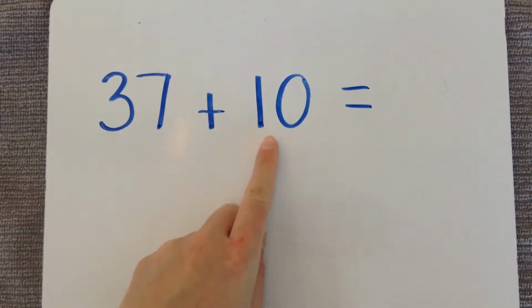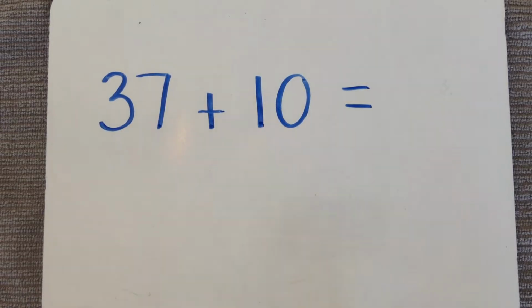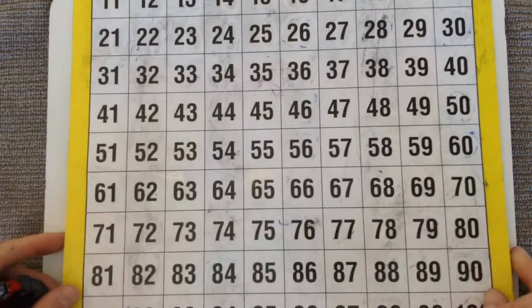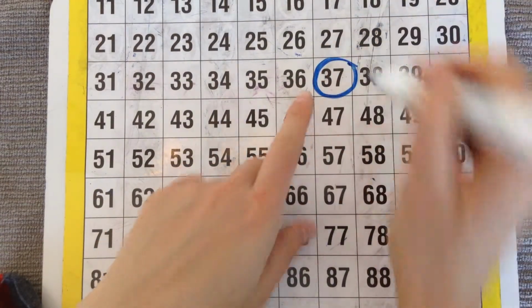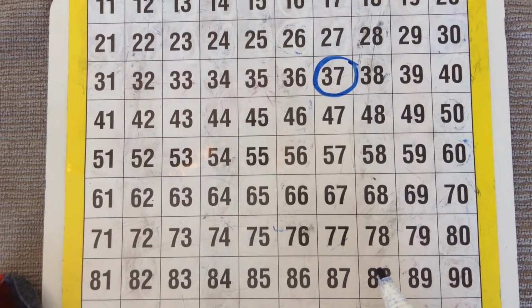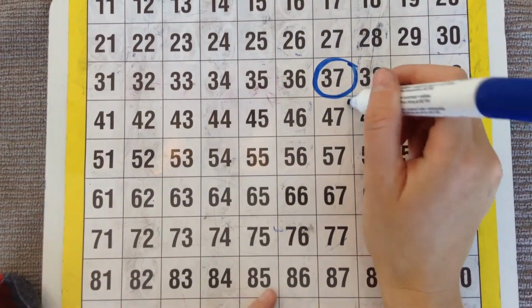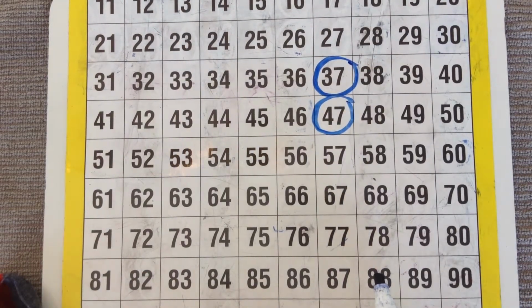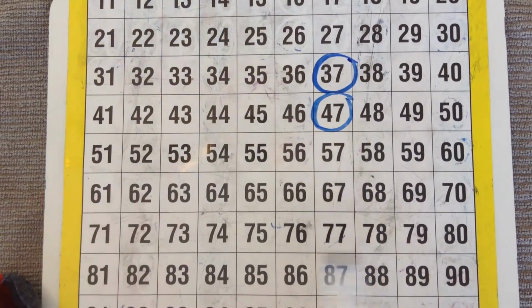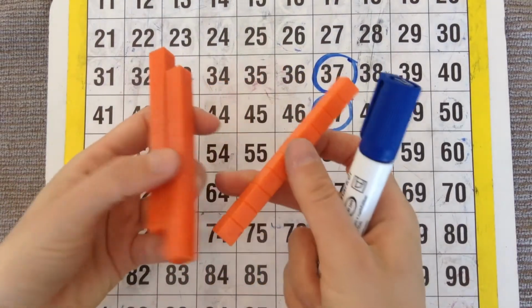well, we can still use skip counting by tens because we're getting 10 bigger. If we go to our 100s chart and we start at the number 37, remember when we count by tens, we go in a straight line down on our 100s chart. If I want to get 10 bigger, I will get to the number 47. If you don't believe me, you can always build it with base 10 blocks.